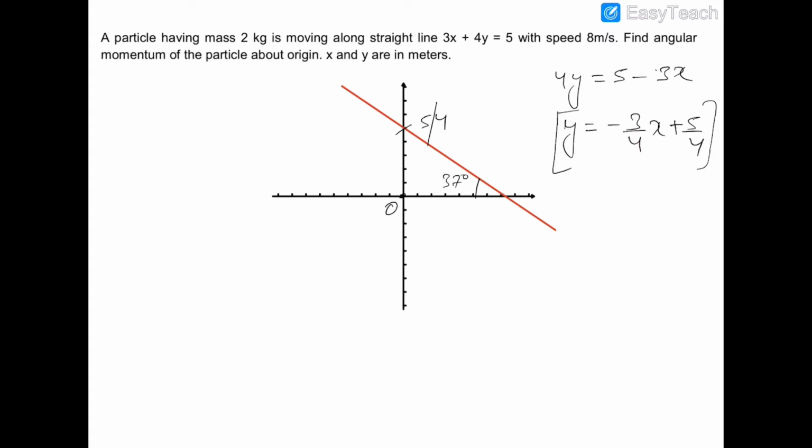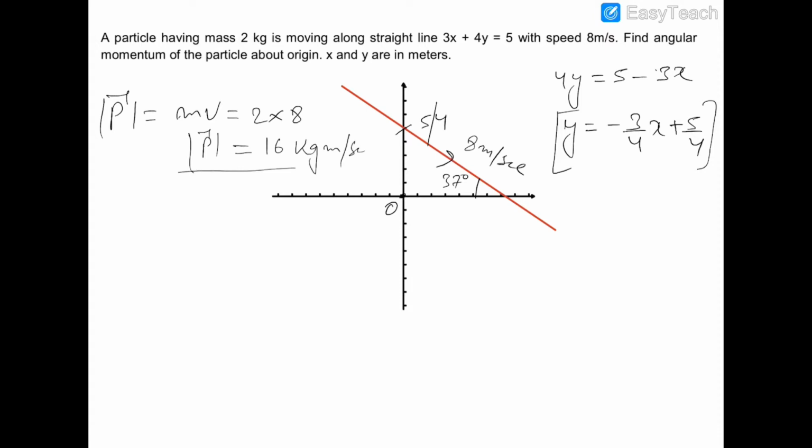Now, a particle is moving on this line with a speed of 8 meters per second. Its momentum P has a magnitude of mv, where m is 2 and v is 8, so mv is equal to 16 kilogram meter per second. We have to find the angular momentum of this particle about the origin. So let us first draw a perpendicular from the origin on this line. This is the perpendicular.